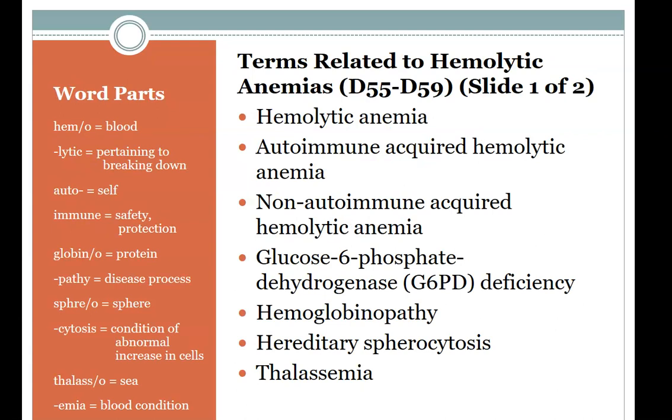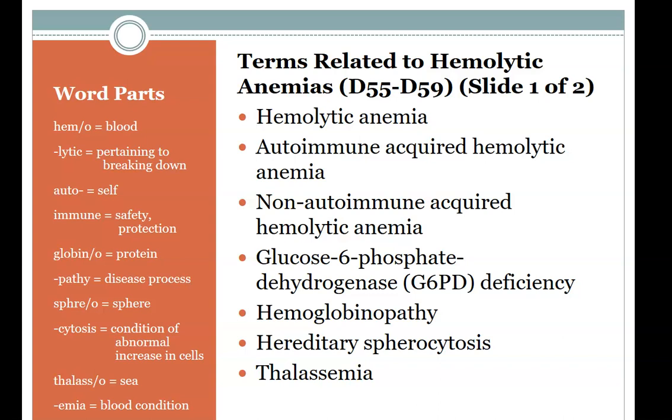Hemolytic anemias are caused by the destruction of red blood cells. If the type is an autoimmune acquired hemolytic anemia, the patient's own immune system is responsible for the destruction of the RBCs, also known as red blood cells. If it is non-autoimmune acquired hemolytic anemia, it may be drug-induced or caused by an infectious agent. Autoimmune acquired hemolytic anemia is caused by the body's destruction of its own RBCs by serum antibodies. Non-autoimmune acquired hemolytic anemia may be drug-induced or may be caused by an infectious disease in which the RBCs are destroyed.